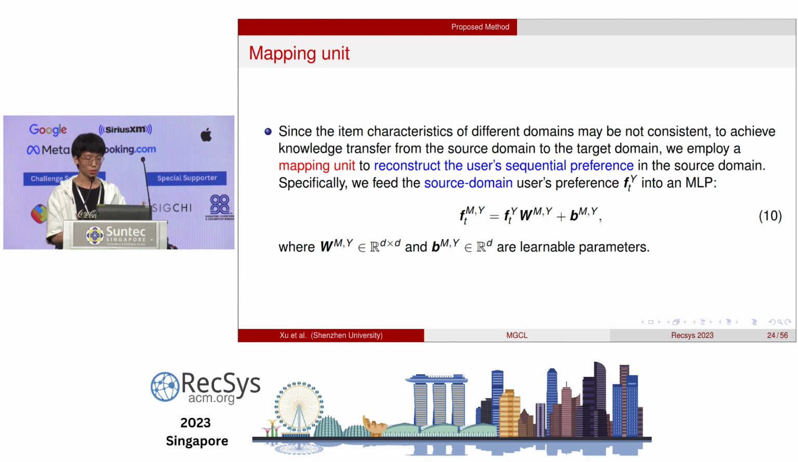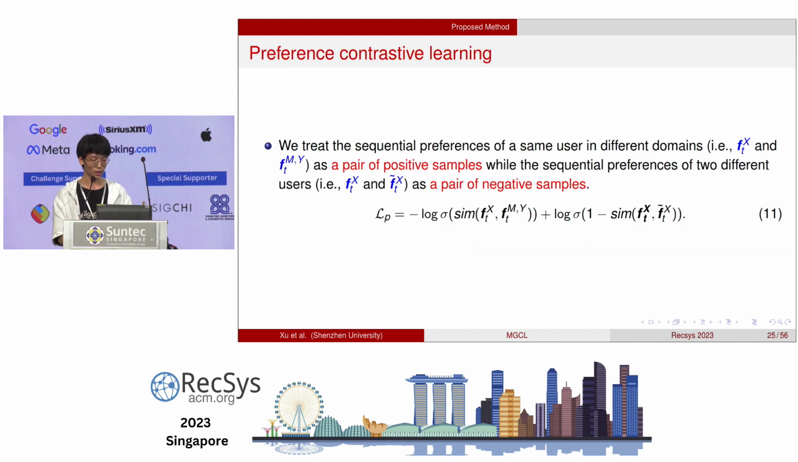Since the item characteristics of different domains may not be consistent, we import a mapping function to reconstruct the user sequential preference in the source domain. To enable a user's preferences from different domains to complement each other and render self-supervised signals, we treat the sequential preferences of the same user in different domains as a pair of positive samples, while the preferences of two different users are treated as a pair of negative samples.